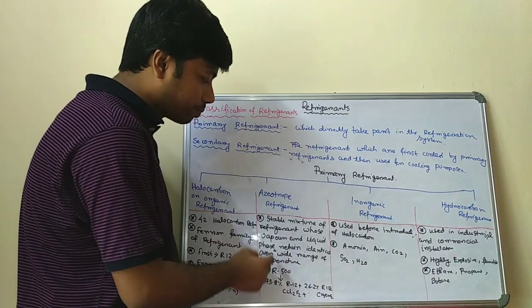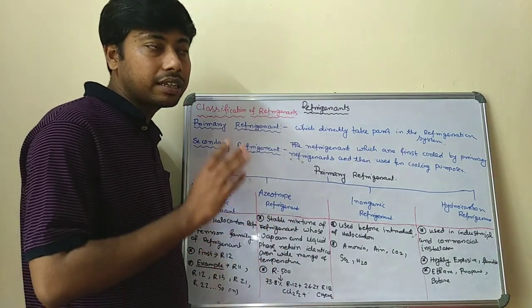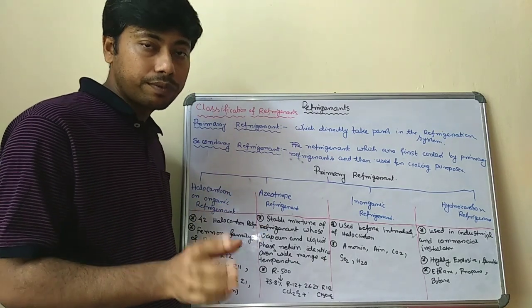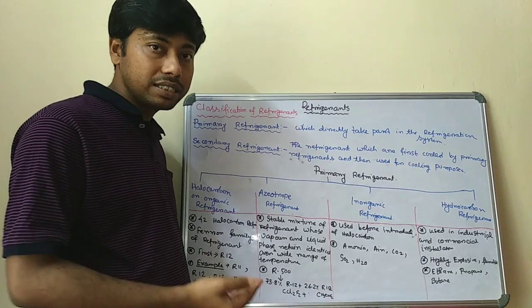An azeotrope refrigerant is, for example, R500. Again, R500 is one type of refrigerant which can be designated by refrigerant nomenclature. We can discuss that later.